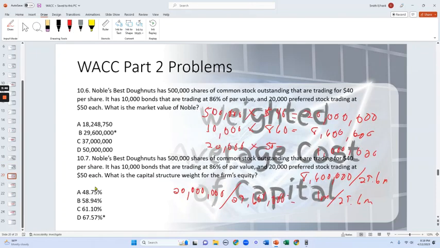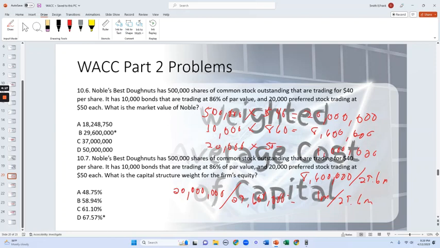So the last thing is we have to look at what the total weight was in each of these. It says there were 500,000 shares at $40 a share, or $20 million in stock. It had 10,000 bonds at that 860 price, which was 8.6 million. And it also had 20,000 shares of preferred stock trading at $50, which was another million. So the overall amount of money that was raised was 29.6 million.